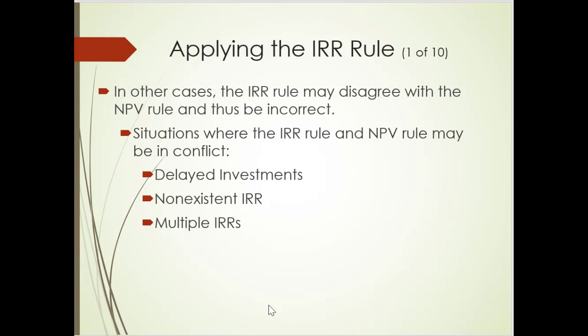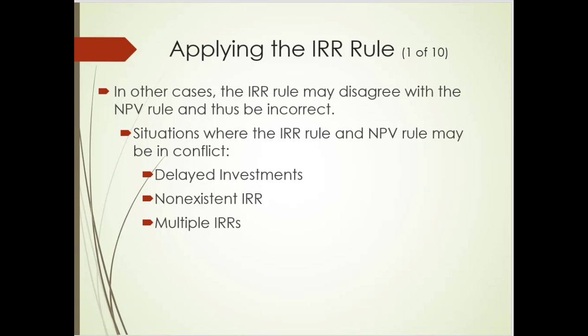So what happens when things disagree? What happens if internal rate of return and net present value conflict with each other? We're going to discuss over the next several slides when the conflict may actually occur.